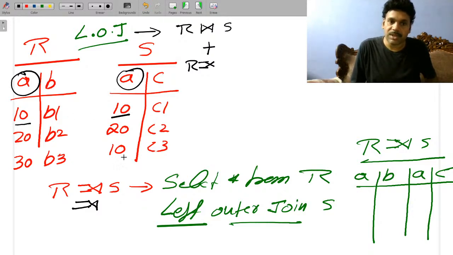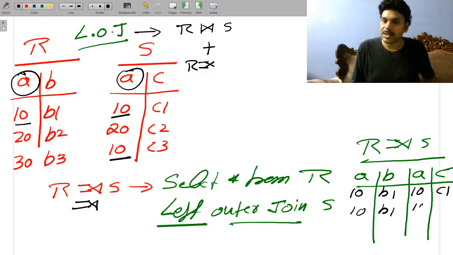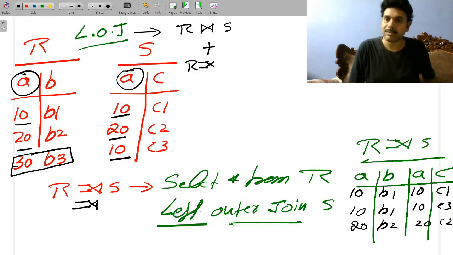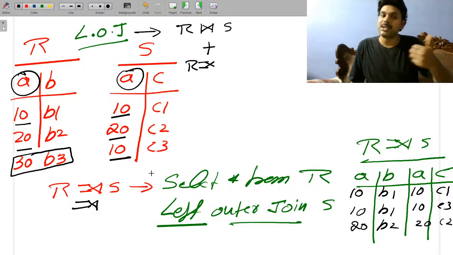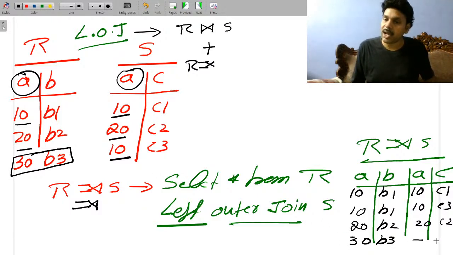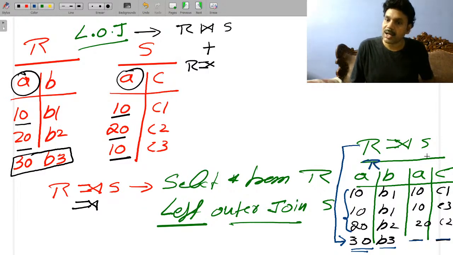First, this 10 can map with this 10 and this 10. So you got 10 B1, 10 C1, then 10 B1, 10 C3, then this 20 can map to this 20, that is 20 B2, 20 C2. Now you see that 30 does not have mappings. The tuple which does not have mappings is 30, that you write: 30 B3, and nothing for S. So this is how you write left outer join. This is the extra tuple you got. The first three tuples are natural join only. The extra tuple you got because it does not have any mapping with S. This is your R and this is your S. So we got 4 rows. Clear, friends?